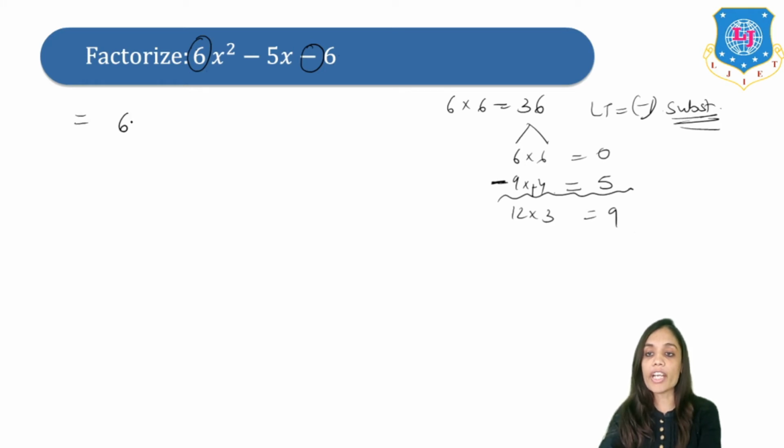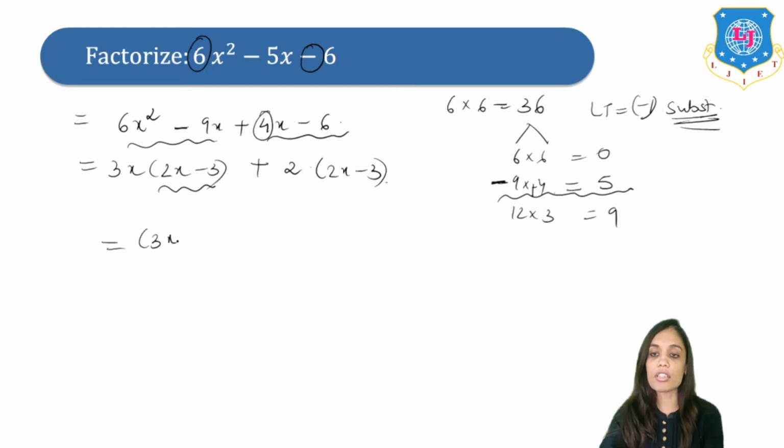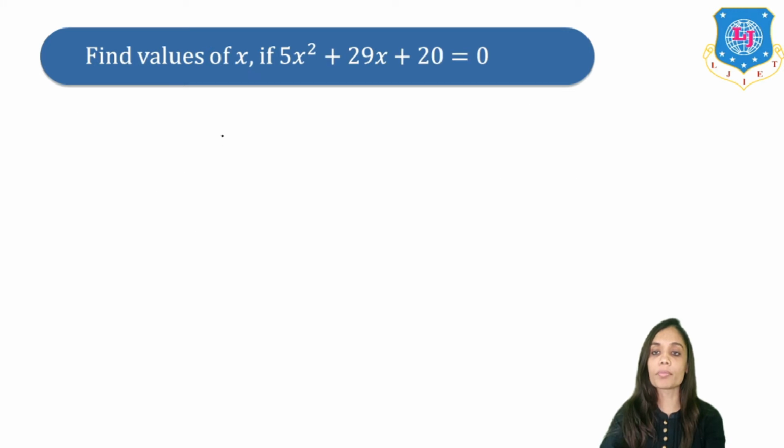So now we have to write in this manner: 6x square minus 9x plus 4x minus 6, right? Now just take out common. From these two we will get common as 3x, so the answer will be 2x minus 3. Repeat this bracket again, 2x minus 3. So now I want 4. So what will we take out common? Plus 2. So the final factorization is (3x plus 2) into (2x minus 3). Fine. Now let us go to the next example.